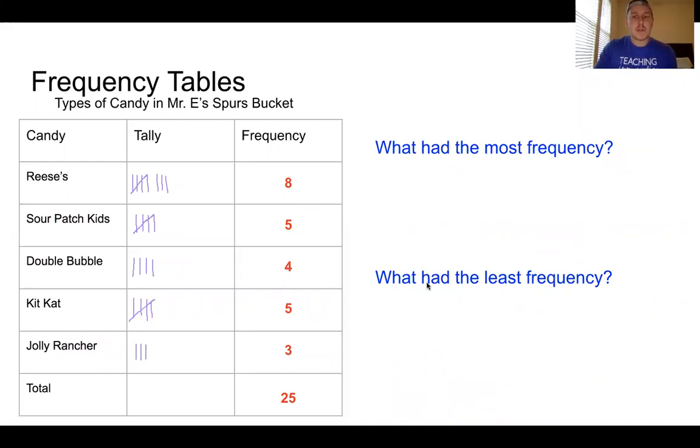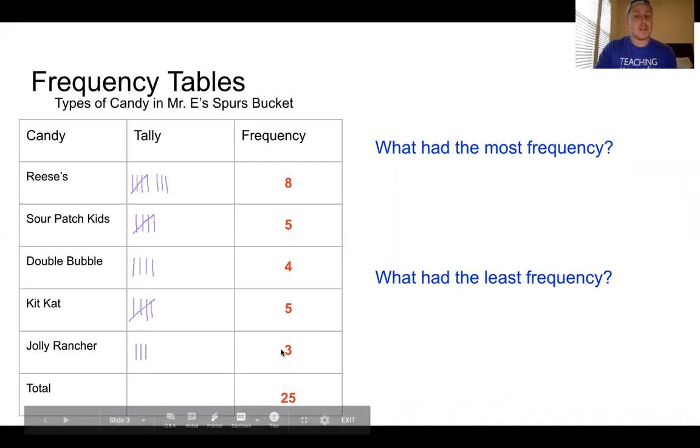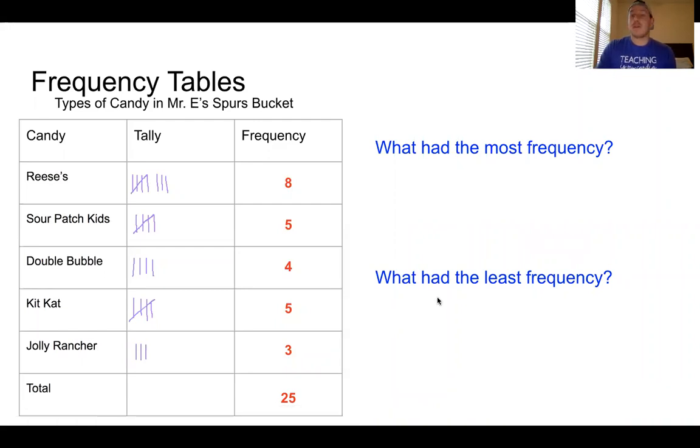Okay. This one says what had the least frequency, and the least frequency we can see is the Jolly Ranchers. Okay. The Jolly Ranchers, there's only 3 left. I know on test days when I let you guys have Jolly Ranchers, y'all just take handfuls of them. So those don't have as many left in there.